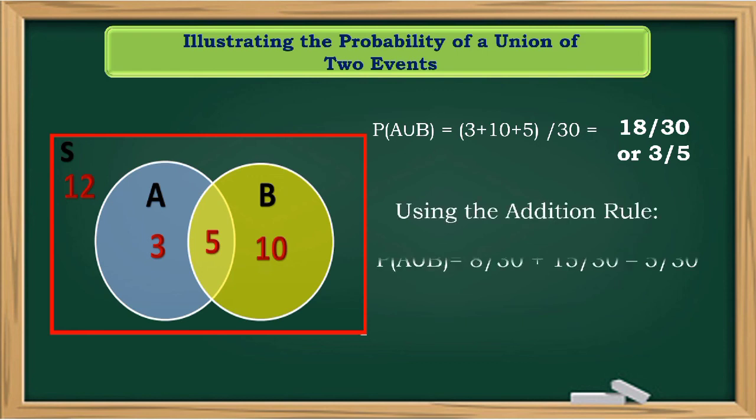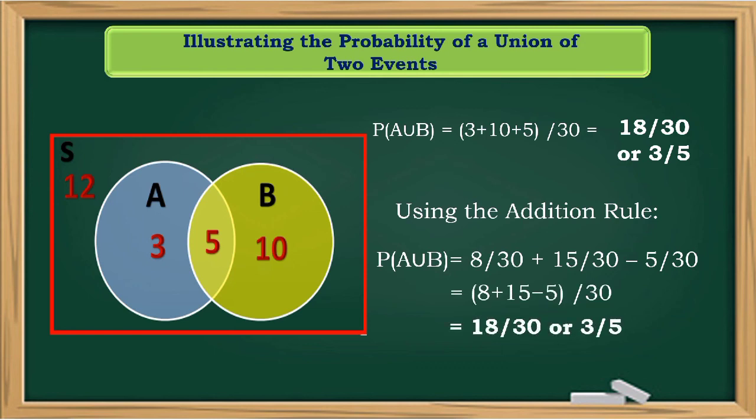Using the addition rule, we will have 8 over 30 plus 15 over 30 minus 5 over 30. 8 over 30 for the students that are in band, 15 over 30 for the students that play a sport, and 5 over 30 for the students that are both in band and play a sport. And that is also equal to 18 over 30 or 3 over 5.